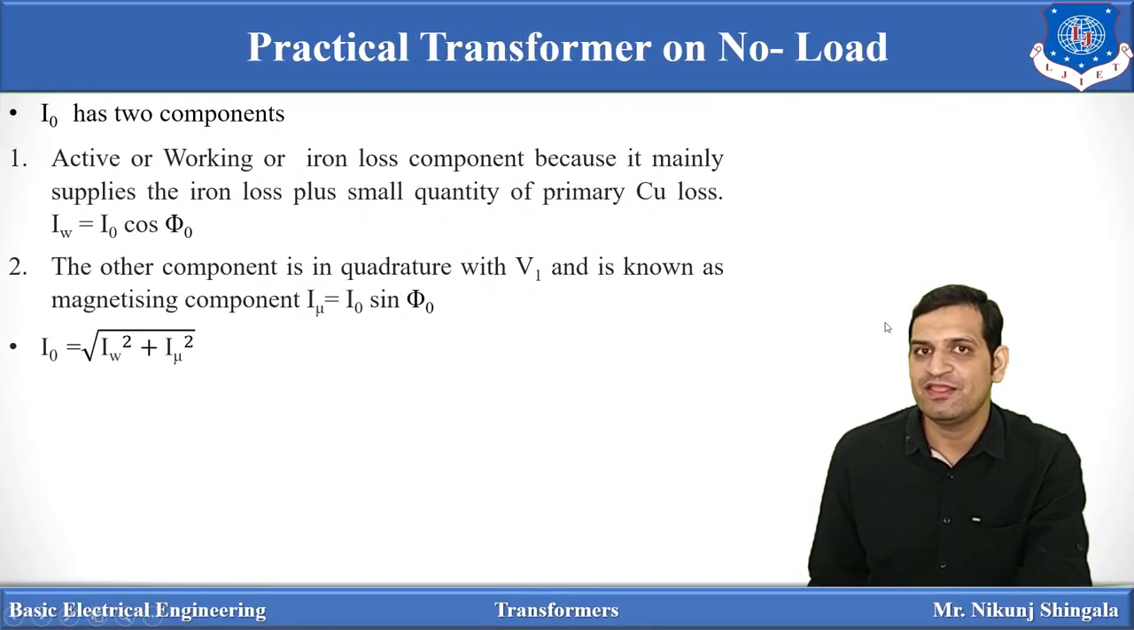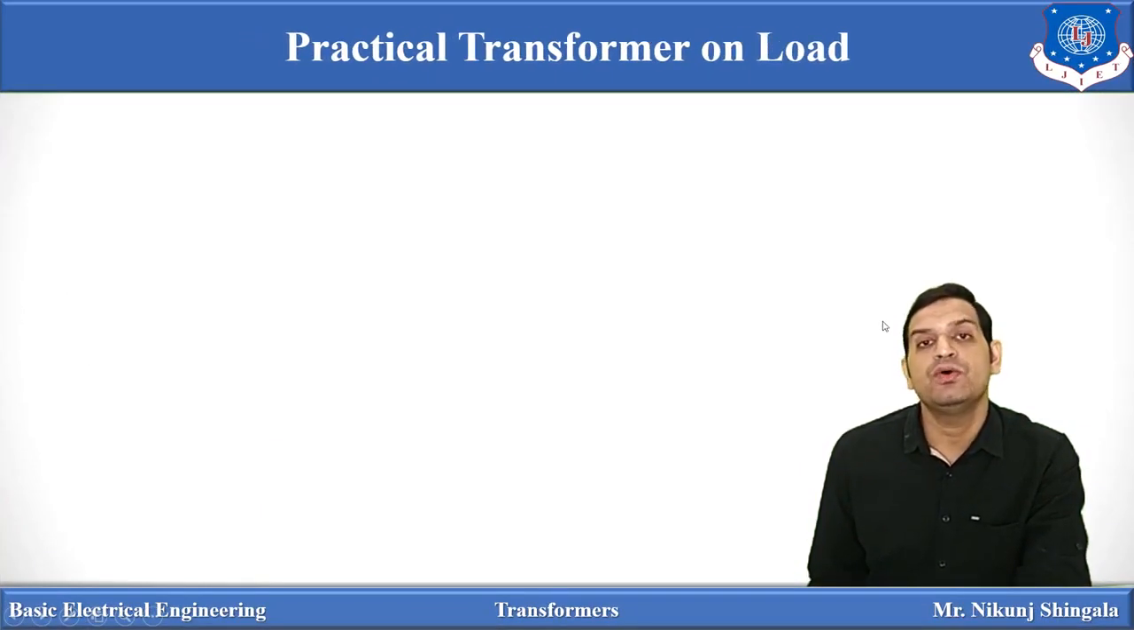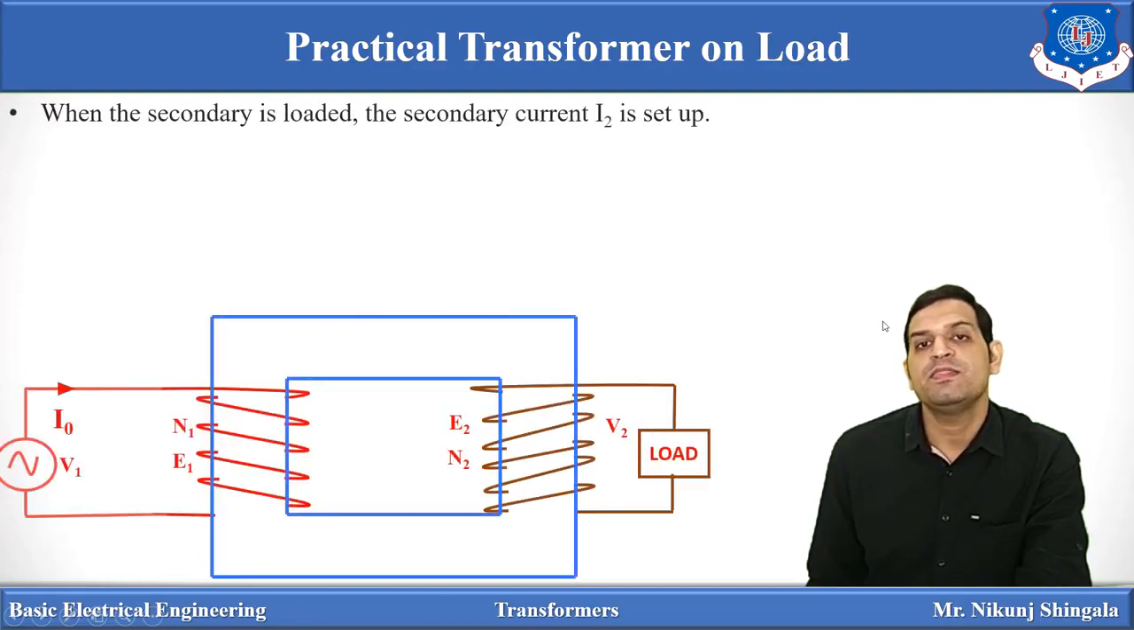Now moving towards the next topic, the practical transformer on load condition. As the name suggests, here the load is connected across the secondary and the voltage source V1 is connected across the primary. N1 is the number of primary turns, N2 is the number of secondary turns. E1 is the EMF induced in the primary winding, E2 is the EMF induced in the secondary winding.